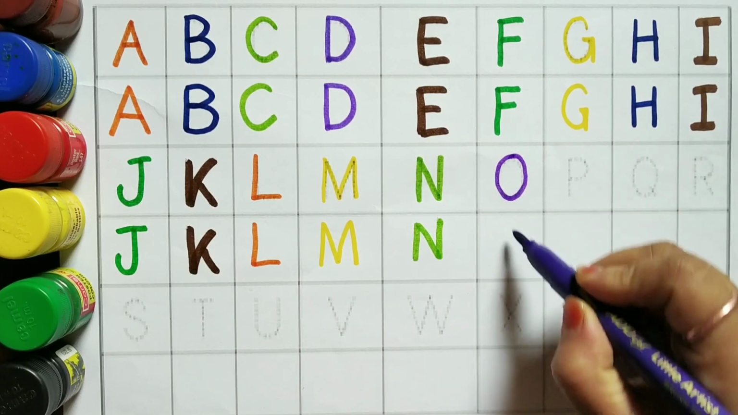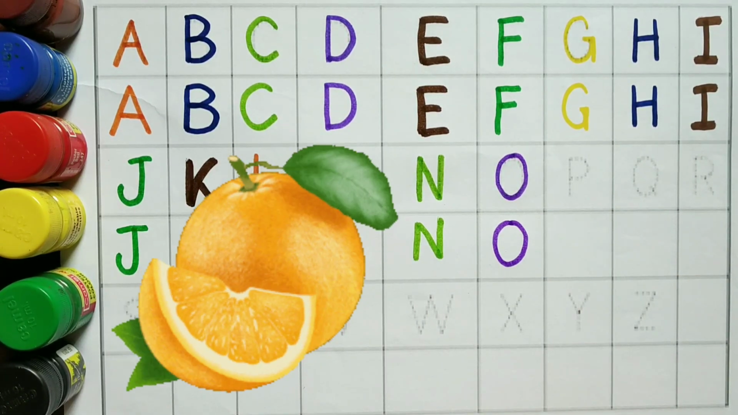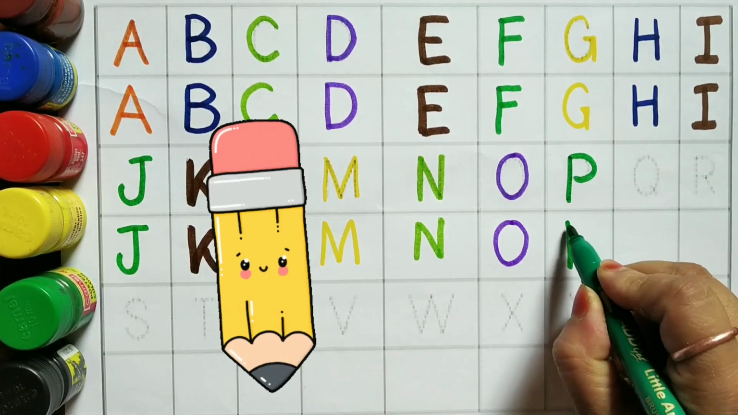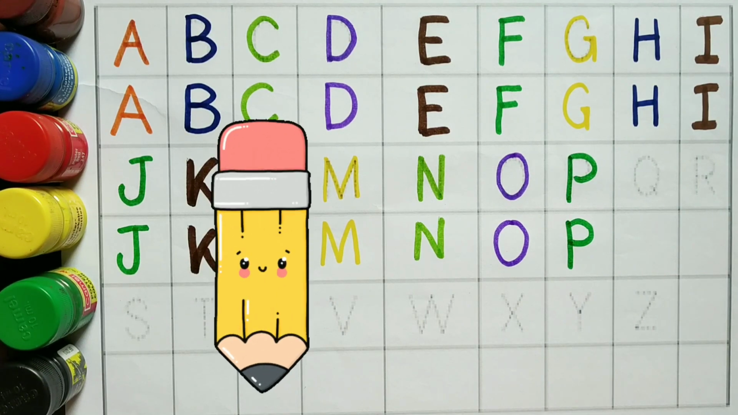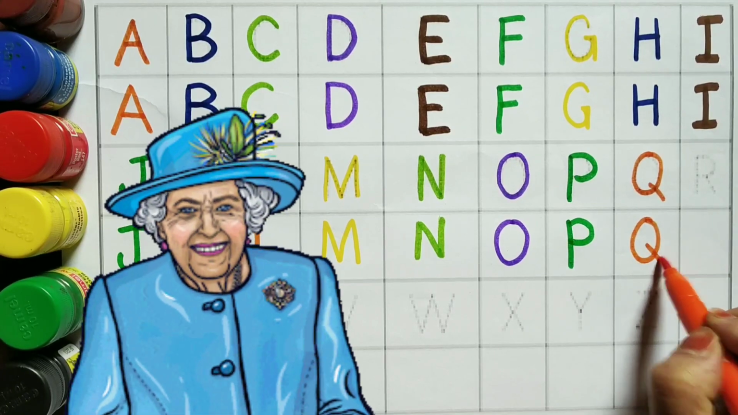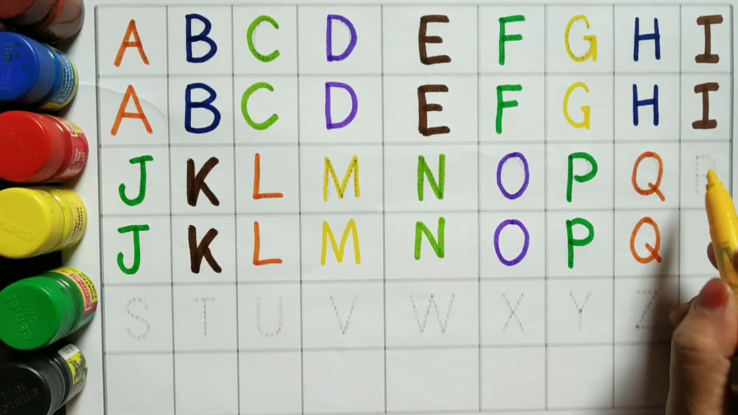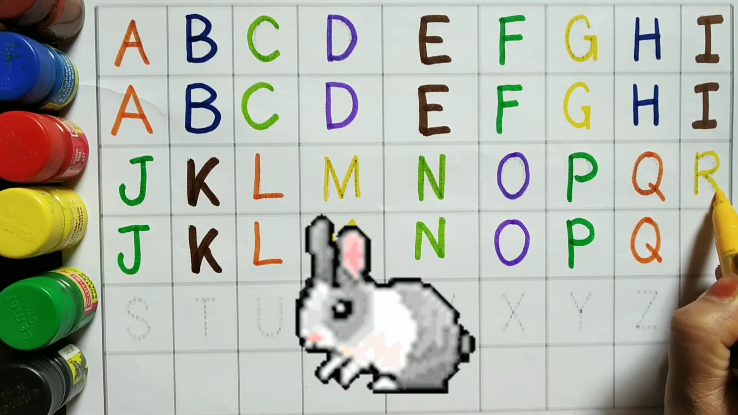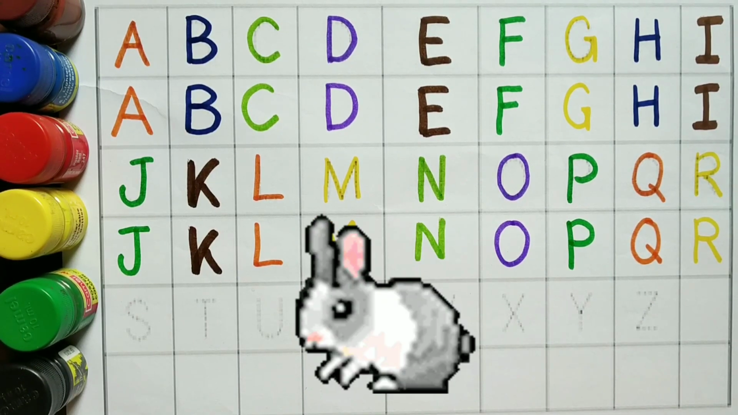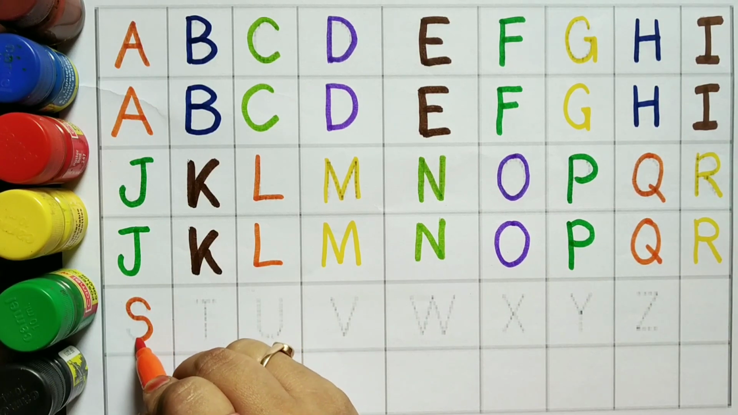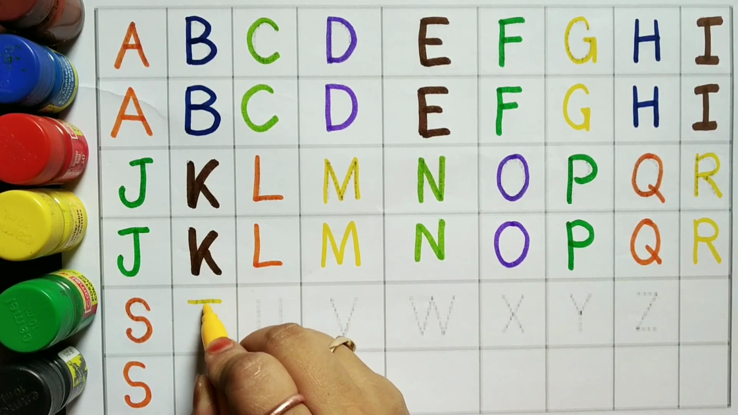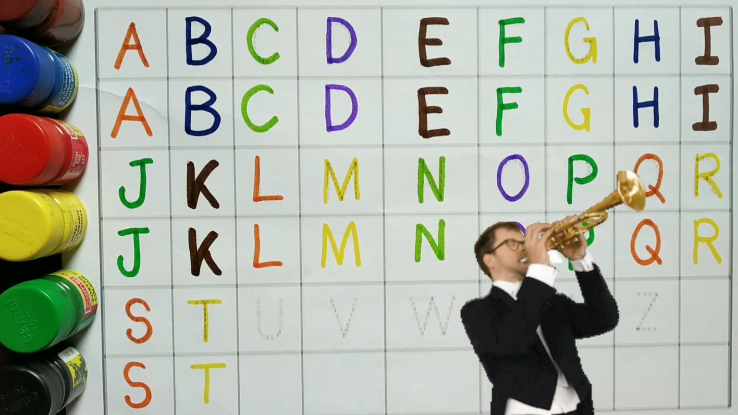O, O for orange. P, P for pencil. Q, Q for queen. R, R for rabbit. S, S for shoe. T, T for trumpet.